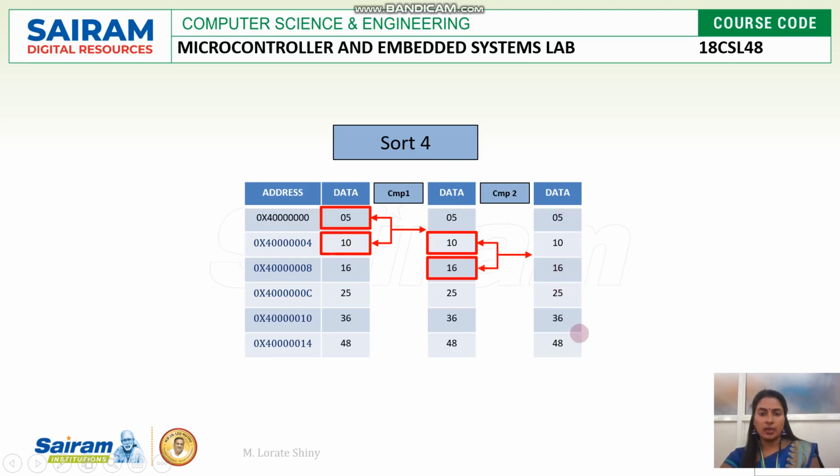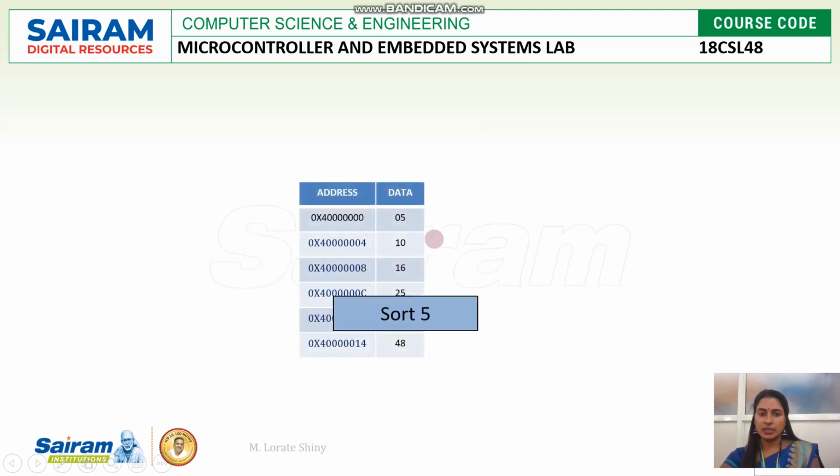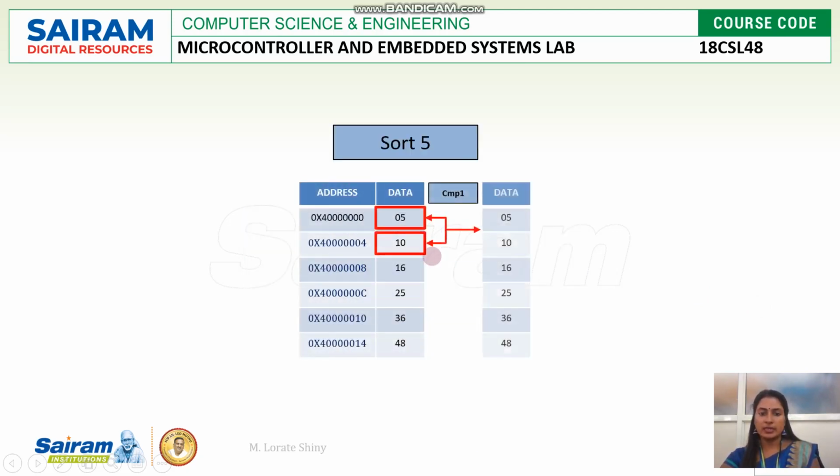Actually we got the ascending order, but still we have to complete all the 5 sorts, because we have only 6 data so we got the result here itself, but if we have n number of data, until we complete all the sorts we will not get the order. Okay, next in sort 5 there will be only 1 comparison. So this is the result. Now we have to write the code for this.